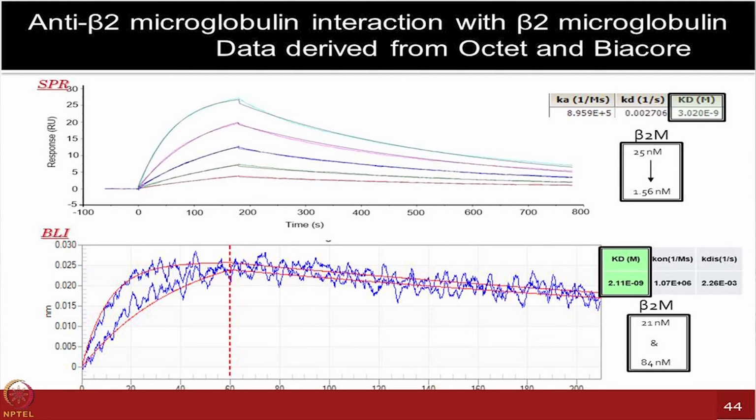Came pretty close actually. This is showing you the overall KD is almost 3 e to the power minus 9, and it is also 2.11 e to the power minus 09. Just imagine, this was done on this kind of instrument, which was not available in my lab at that time. So not in the best optimized conditions, but still I can see there is not huge variation in measuring these kinds of abundant molecule bindings.